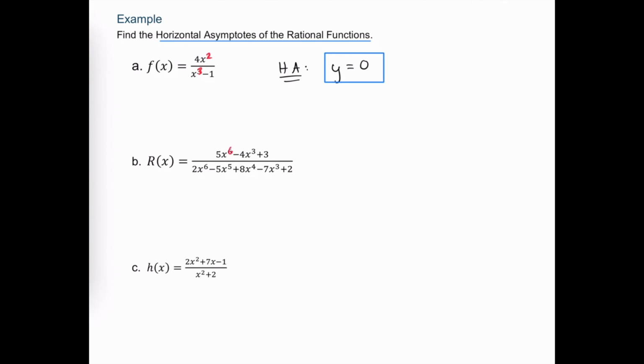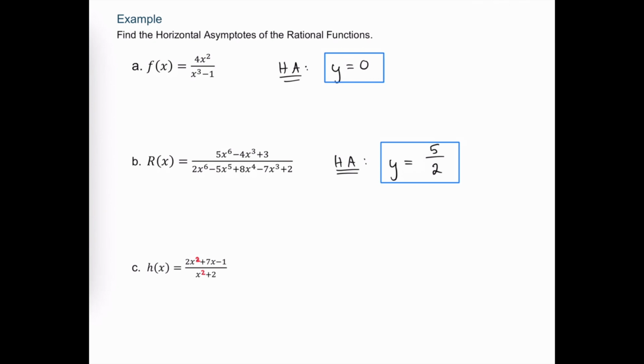In part B, we see that the degree of the top and the bottom are the same. We have a 6-degree polynomial in the top and a 6-degree polynomial in the bottom. And when that's the case, the horizontal asymptote is going to be the horizontal line y is equal to the constant value that is the leading coefficient of the top, so 5, divided by the leading coefficient of the bottom, which in this case is 2. So the equation of the horizontal line that is the horizontal asymptote in part B is y is equal to 5/2.